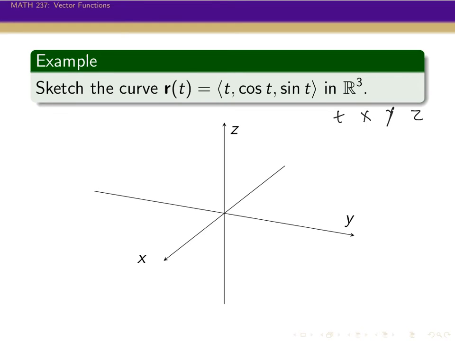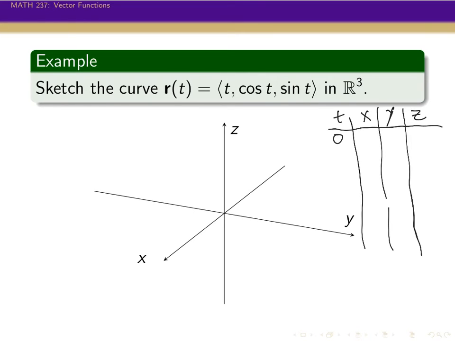So t, x, y, and z. Let's start at 0 again. If t is equal to 0, x is equal to 0, y is equal to 1, z is equal to 0. And so that's talking about the point 0, 1, 0, which is right there on the xy plane.